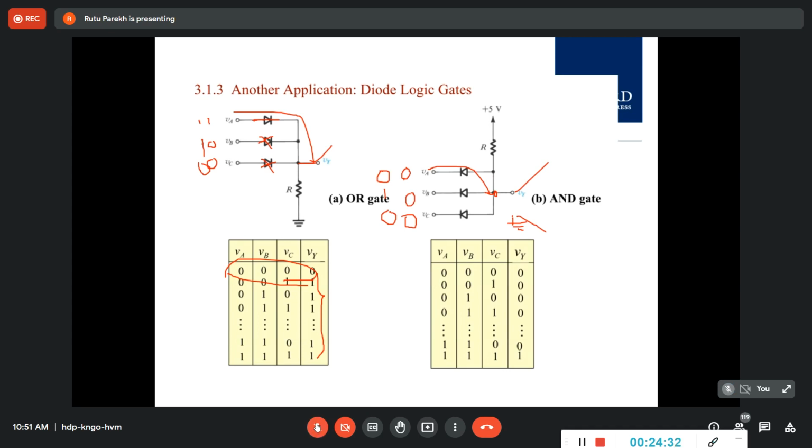No. One says everyone will conduct. This is 1 volt, this is 0 volt, and this is 0 volt. Now, VB is 1 volt. Are VA and VC conducting? They will be conducting. So remember, 0 will appear at VY. As we did initially, the one which is more negative will be conducting.